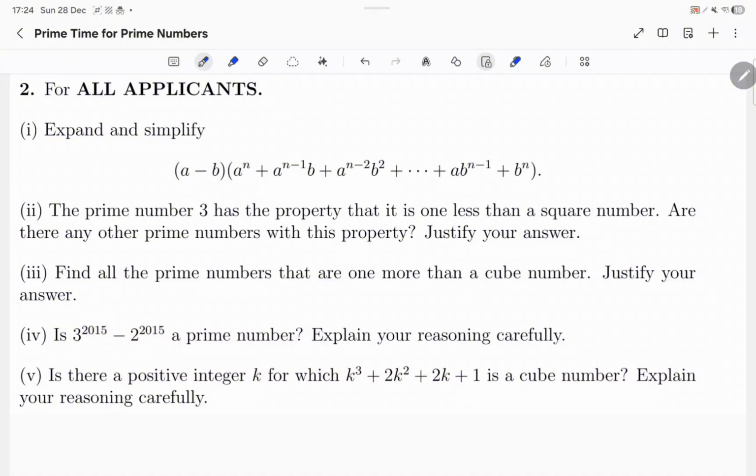Expand and simplify (a − b)(a^n + a^(n−1)b + a^(n−2)b^2 + ... all the way to ... + ab^(n−1) + b^n).